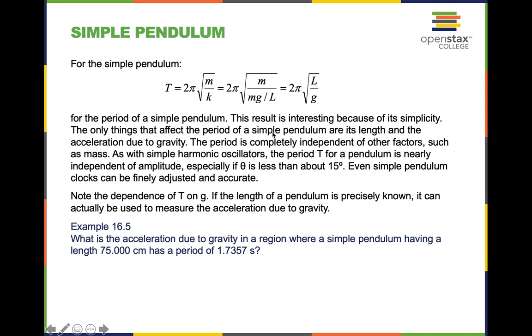This result is interesting because of its simplicity. The only things that affect the period of a simple pendulum are its length and the acceleration due to gravity. The period is completely independent of other factors such as mass. As with simple harmonic oscillators, the period T for a pendulum is nearly independent of amplitude, especially if theta is less than 15 degrees. Even simple pendulum clocks can be finely adjusted and accurate. Note the dependence of T on g: if the length of a pendulum is precisely known, it can be used to measure the acceleration due to gravity.